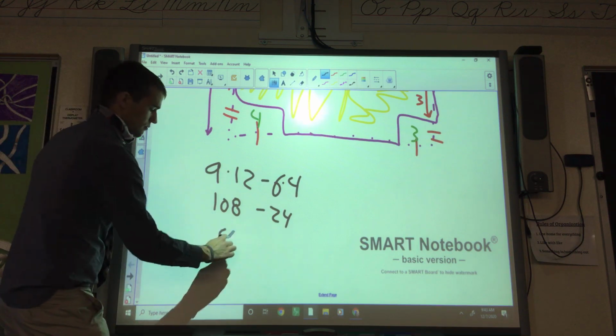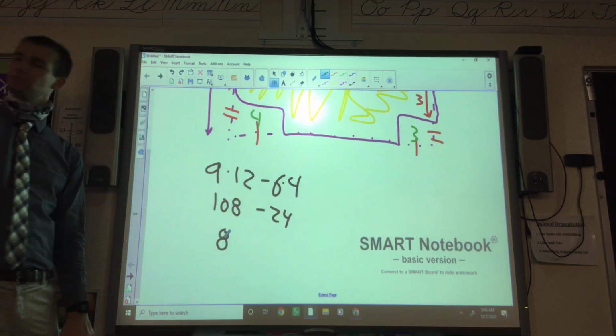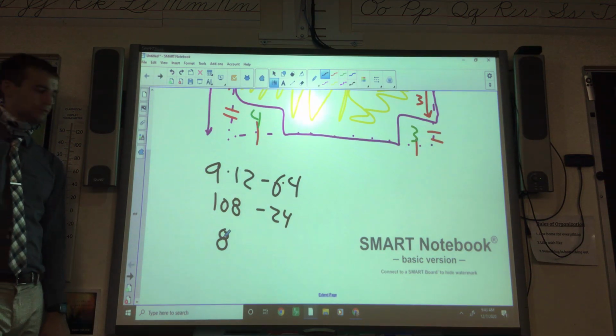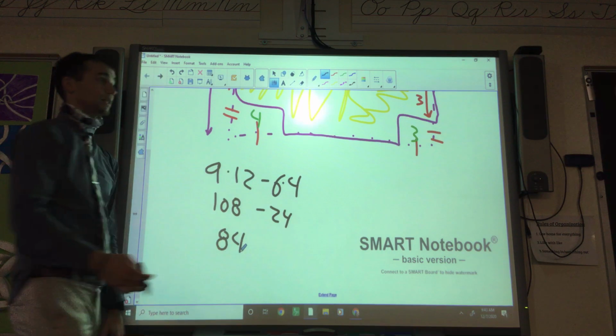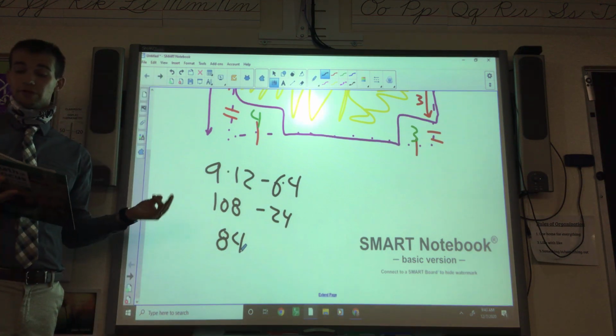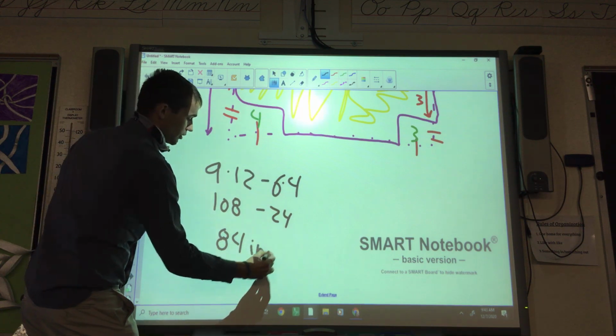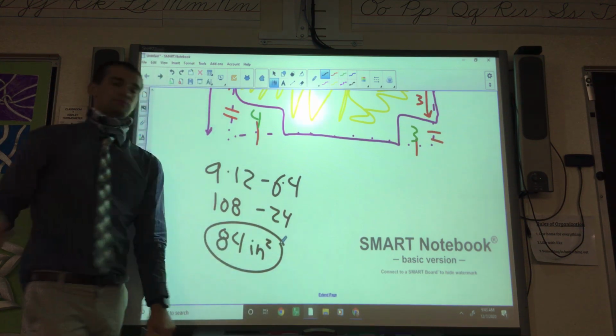86. No, 80. 108 minus 24. 84. 84. And what's the label? And we haven't written up on the board here yet. Inches. Inches, it's area, so that makes it inches squared.